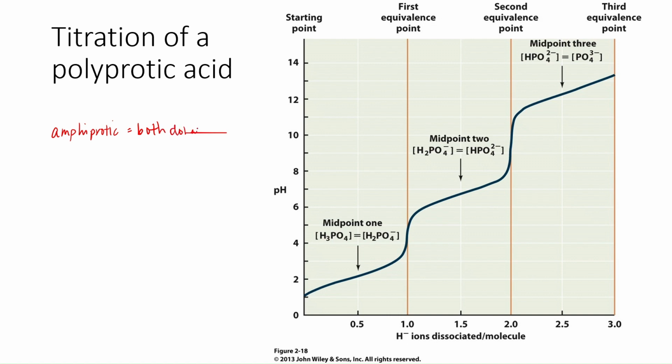donate and accept a proton. So amphiprotic is very similar, in the context we're talking about here, to a species that's amphoteric. And a species that is amphoteric is able to act as both an acid and a base.